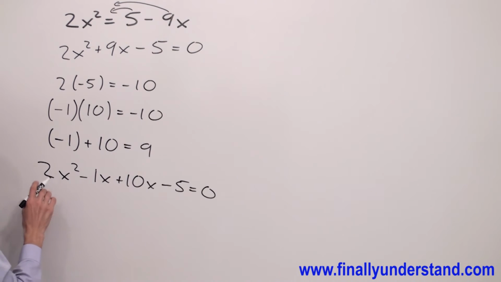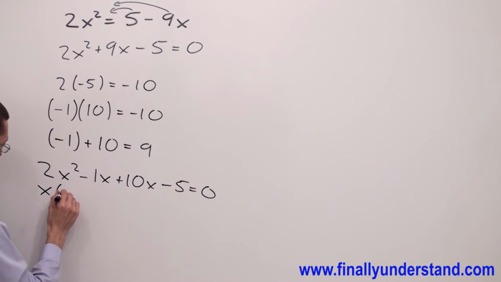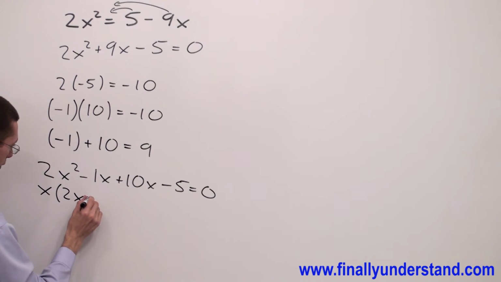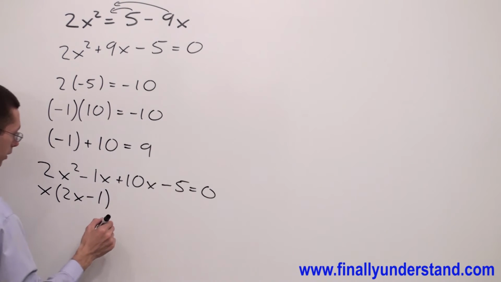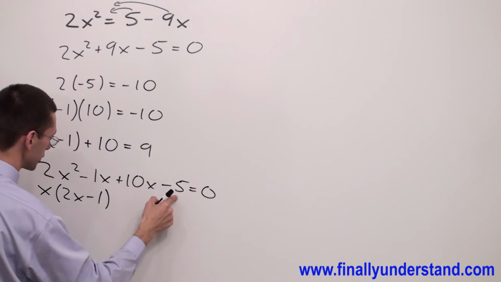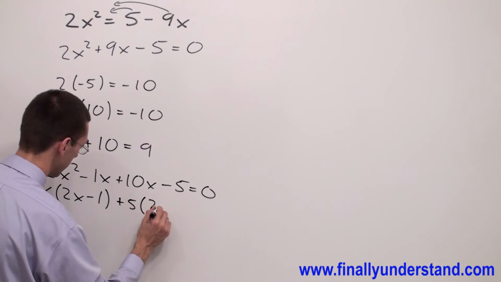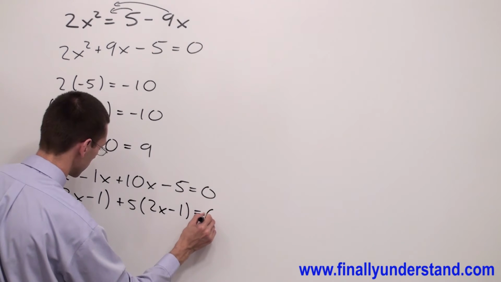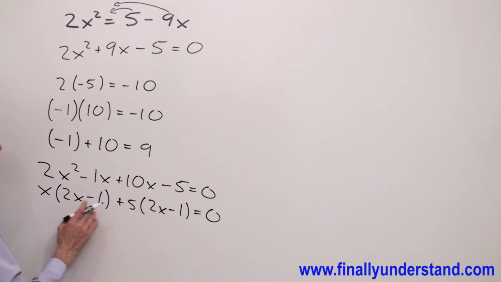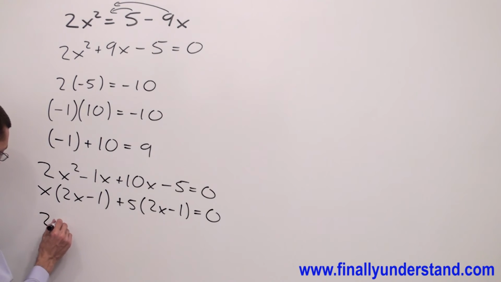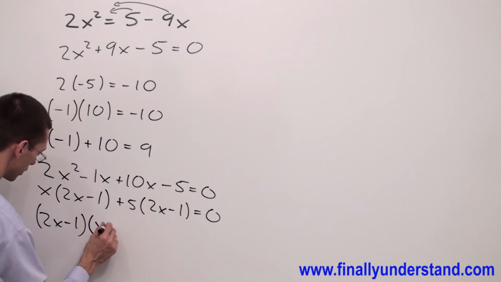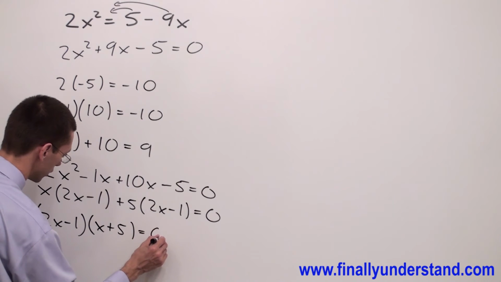Next, I'm supposed to perform the factorization. I can factorize from these two terms x. I have x, and inside of the parentheses I have 2x minus 1. From these two terms I can factorize 5, plus 5, and I have 2x minus 1 equals 0. Please notice that we have a common factor. We have 2x minus 1, okay, and in the next parenthesis I'm going to write x plus 5 equals 0.